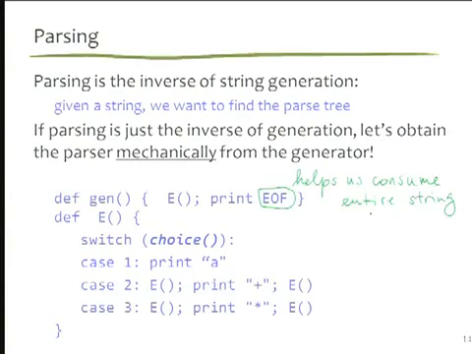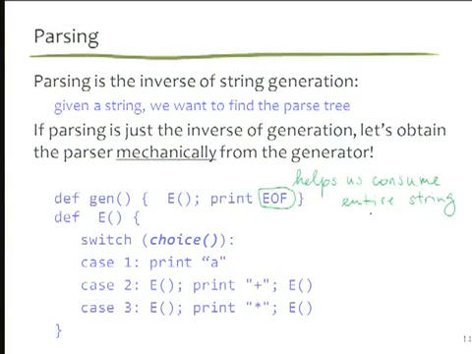So now we want to turn our generator into a parser. And we want to do it mechanically, meaning without thinking too much. Ideally automatically, but without thinking too much, we'll do. So how would we do it? Here is again the generator. Can someone suggest how we would turn it into a parser?